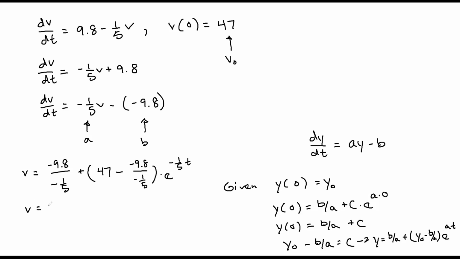And if you simplify negative 9.8 over negative 1/5, we're going to end up with 49 plus 47 minus 49, e to the negative 1/5 t. And this simplifies to 49 minus 2e^(-t/5). And now we can look back at the direction field that we got last time and graph this and see how the two compare. So basically just do the same thing that we did earlier.